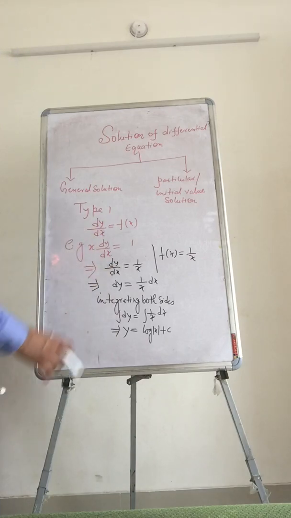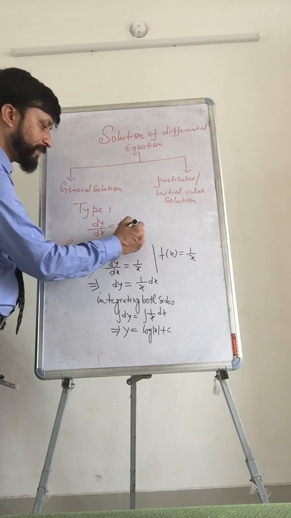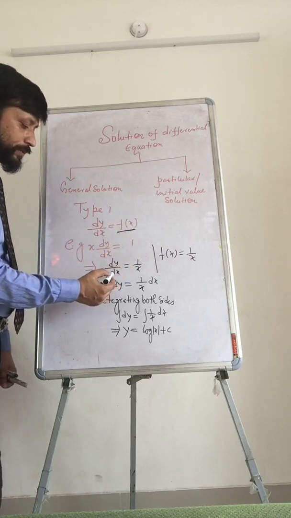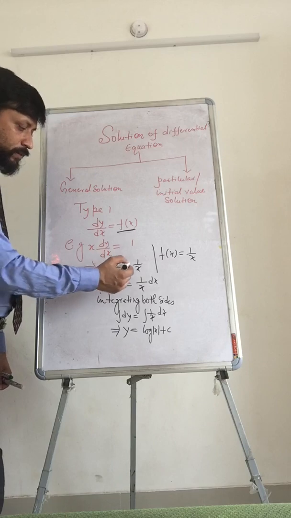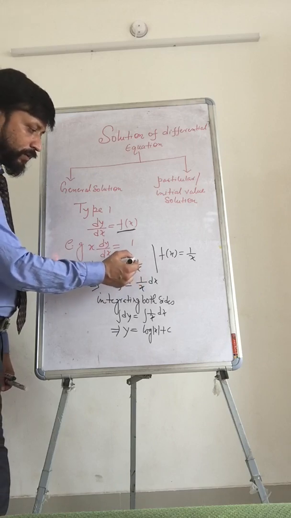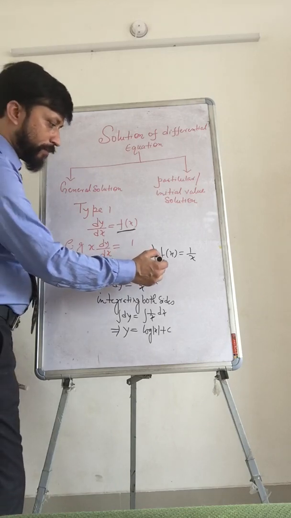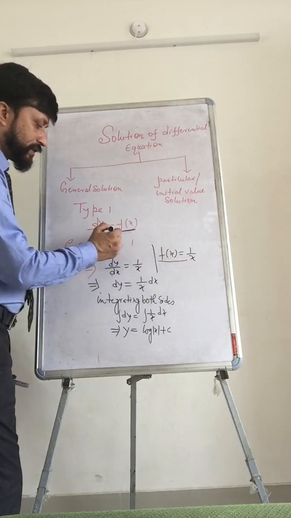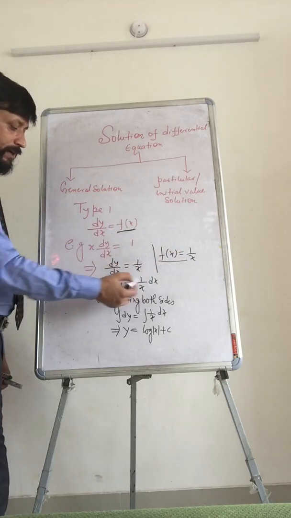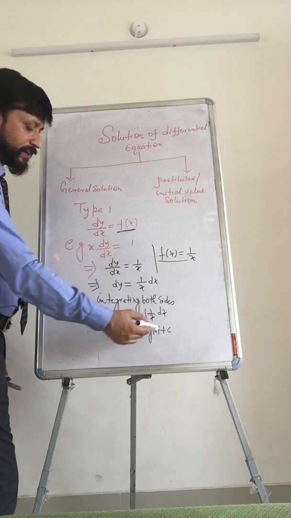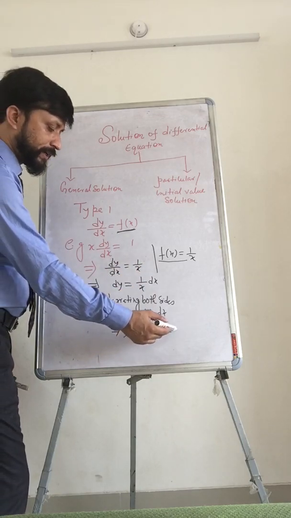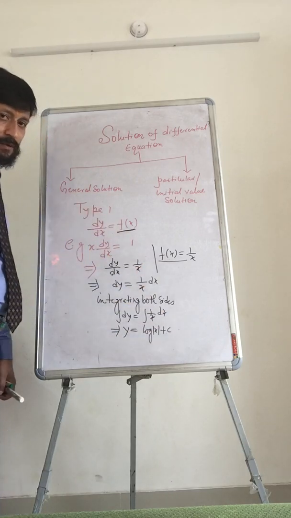So if the differential equation is in this type, then first, if it is already given as dy/dx equal to something, you have to check its form. If it is in f(x) form, then next you have to cross multiply and integrate, and after integrating, what you get is the solution of the given differential equation.